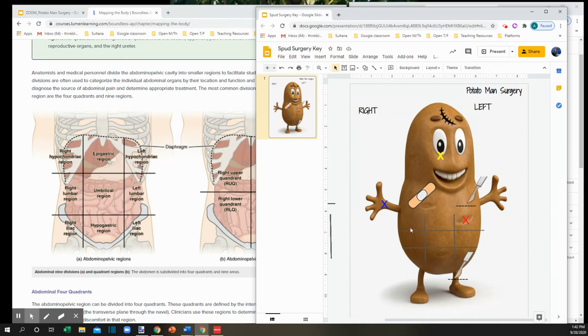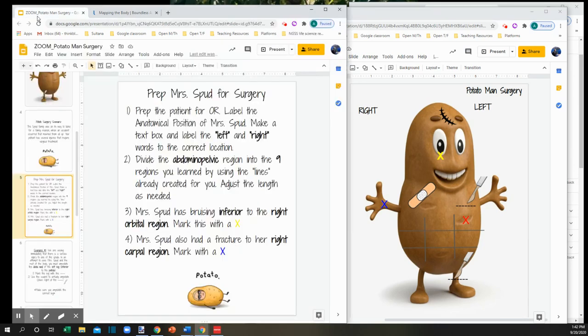Just to review, all of these here are the right: the right hypochondriac, the right lumbar, the right iliac. These are all the left ones with the same names. The middle is the one referring to the stomach. Epigastric, epi was your root, meant above, so above the stomach. Hypo meant below, hypogastric, below the stomach region. And then, of course, the umbilical region is where your belly button is. Hopefully that makes a little bit more sense.